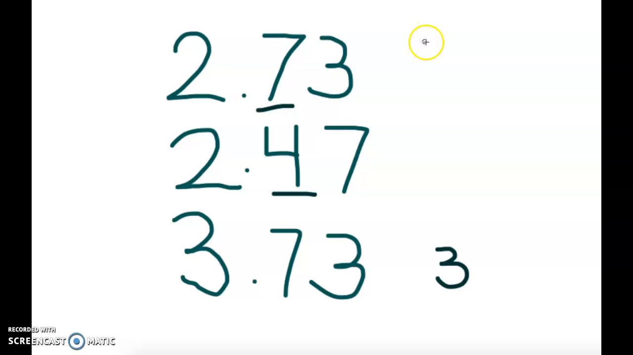We know that this one is going to be the second number because it's greater than this one, and this one's going to be the first number. This number, 2.47, is the smallest number. So from least to greatest, we'll start here, and then we'll go up here to 2.73, and last, the greatest number is 3.73.